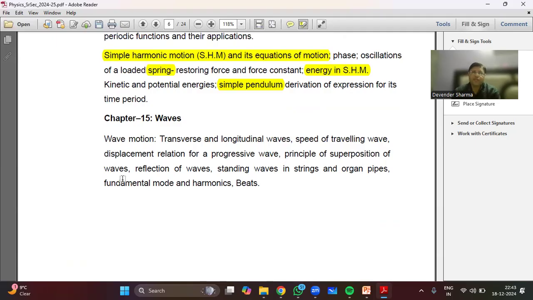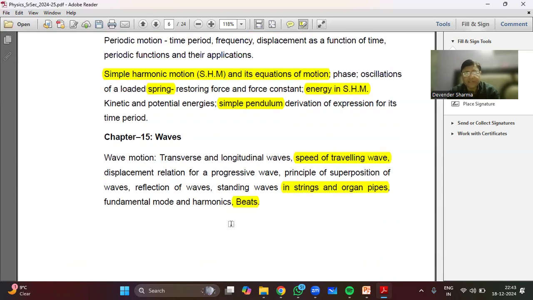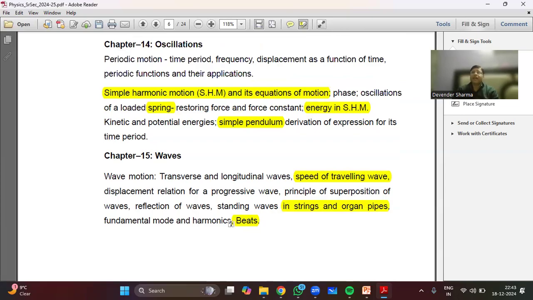And then moving on to the wave motion, the types of motions are there that you have to do. And the most important thing is the speed of a wave. We will be discussing Newton's formula and the Laplace correction. So very, very important. And then moving on to organ pipes and beats. These are the things which you can do from this chapter, not more than that. So that's it about the class 11th topics.